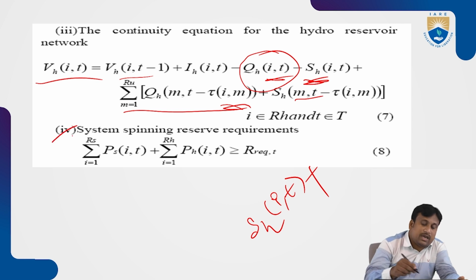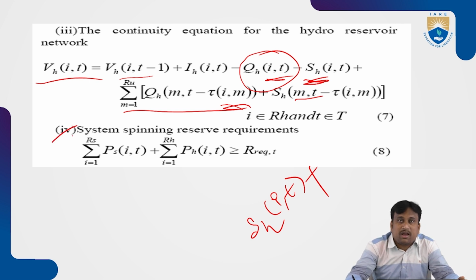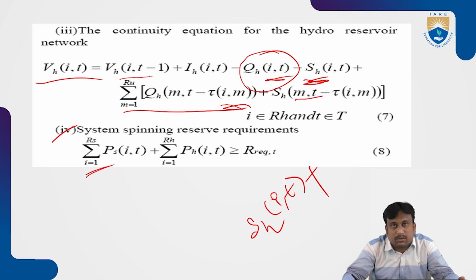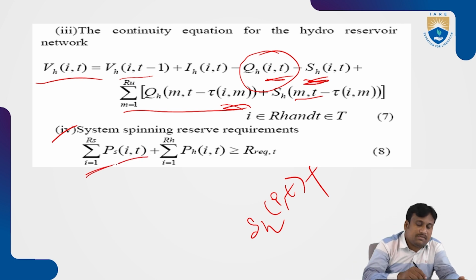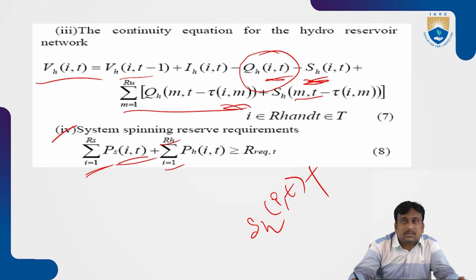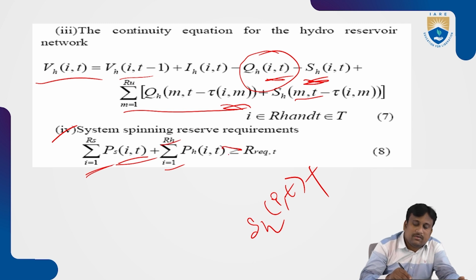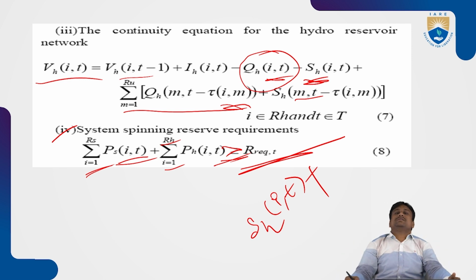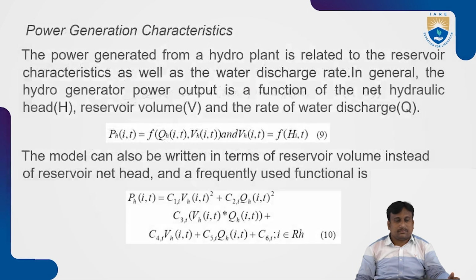Next, it is the case of the system spinning reserve requirements. Then it becomes the summation over i equals 1 to Ns of Ps(i,t) plus the summation over i equals 1 to Nh of Ph(i,t), which will be greater than or equal to R equivalent. So these are the constraints that will take place.